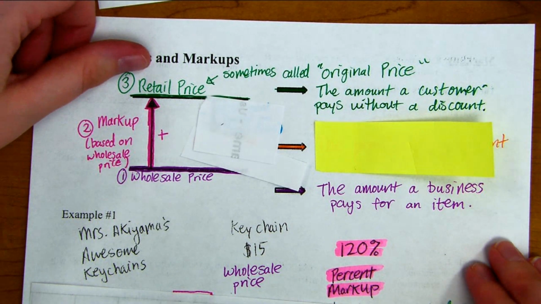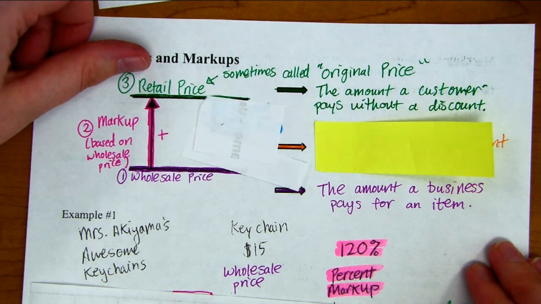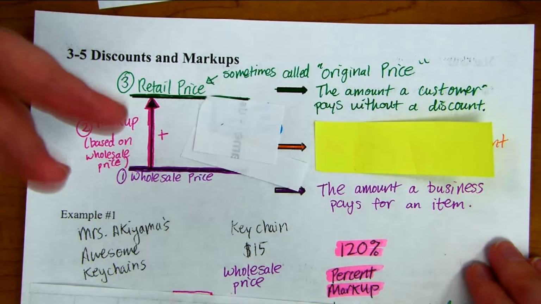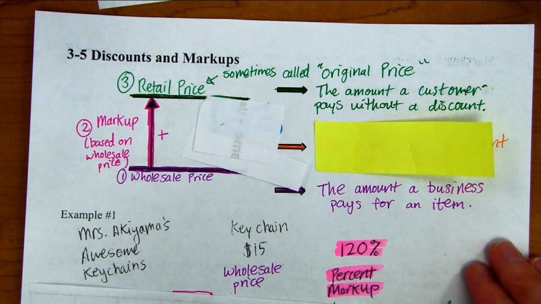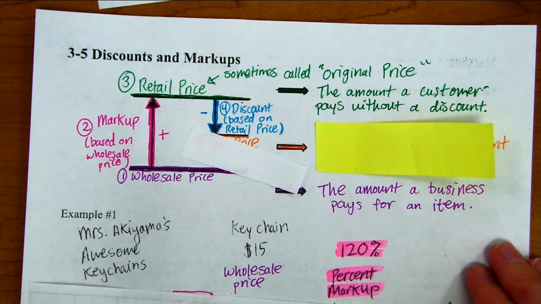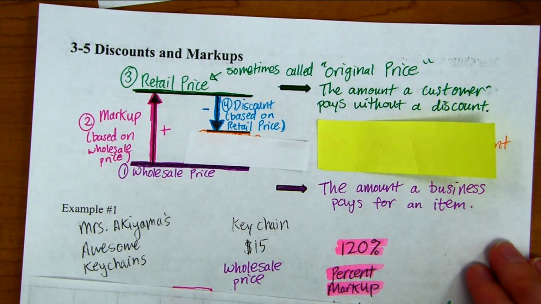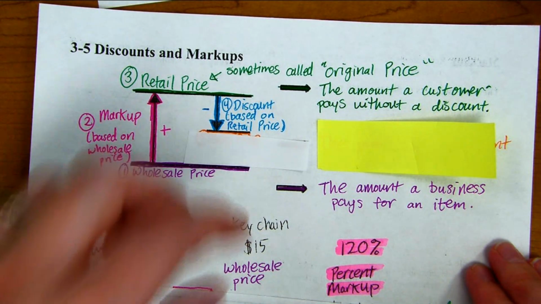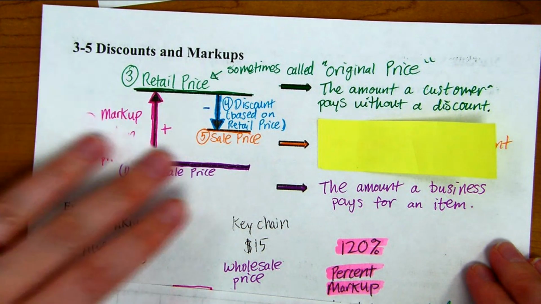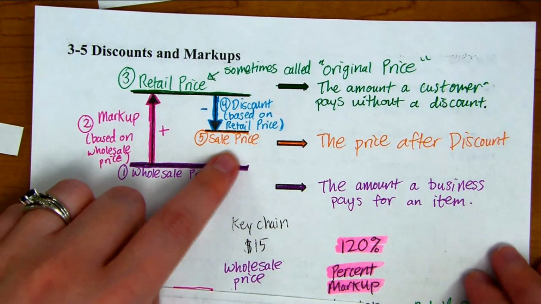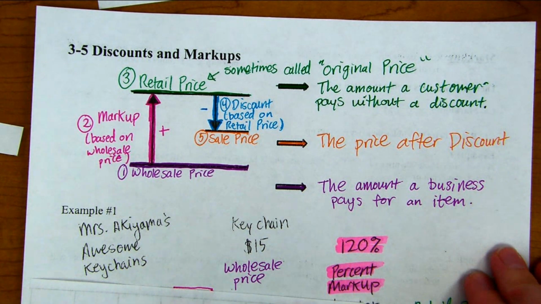Now, if there are not enough people buying the items, or if the company wants to make room for new products that are coming in, then oftentimes a great way to encourage people to buy items is to discount them. So they will reduce the price by a certain amount of money, and the new price listed will be called the sale price. This is the price that customers will pay after the discount is applied.